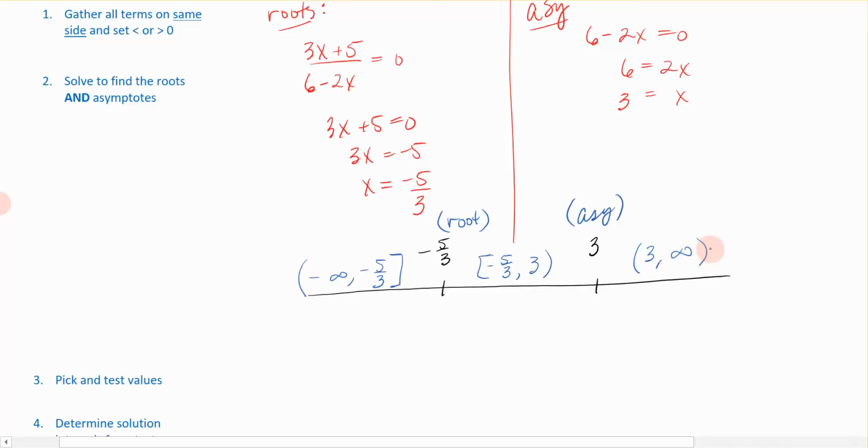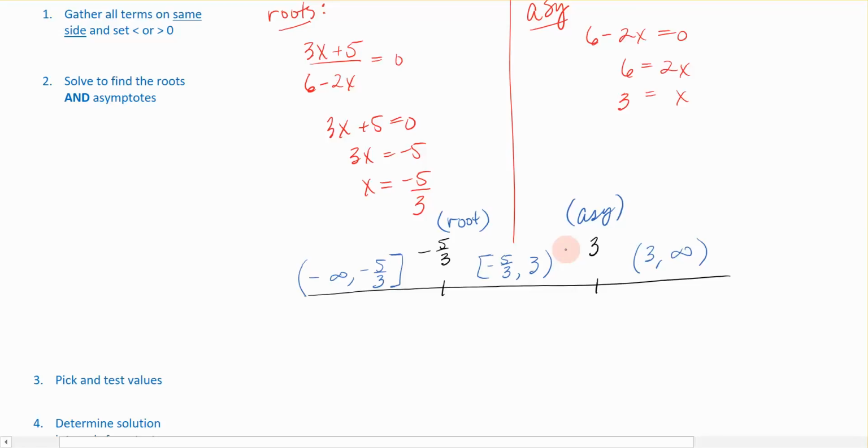I'm going to make a note on my paper that negative 5/3 is a root and 3 is an asymptote, because it makes a difference. Those things make a difference in how I set up my solutions.